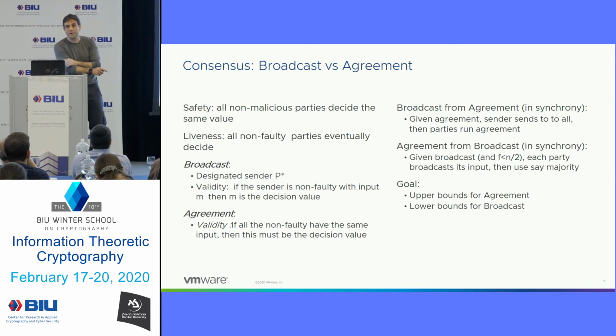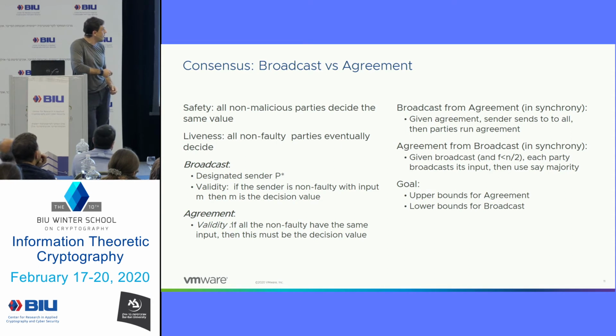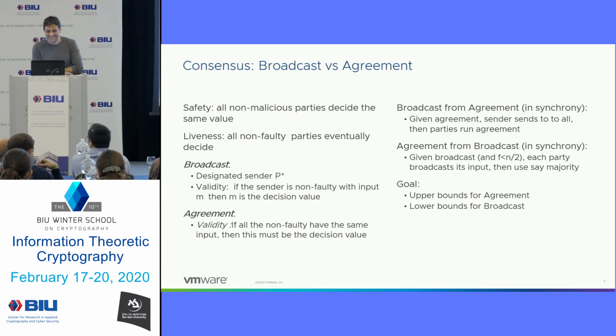But I was asking a simpler thing. Let's say that you know how to solve agreement, but I want you to solve broadcast. So how would you solve broadcast? Yeah, so basically in the first round, the sender sends its value to everybody, and then in the second round we run an agreement protocol. It's written here. It was supposed to be hidden, but it's testing you, right? If it's written here and you don't know it, it's okay.